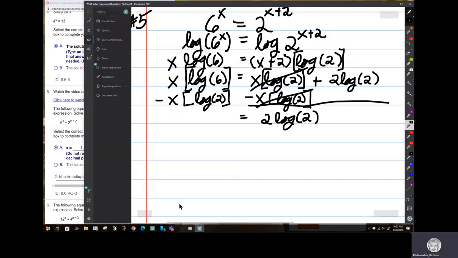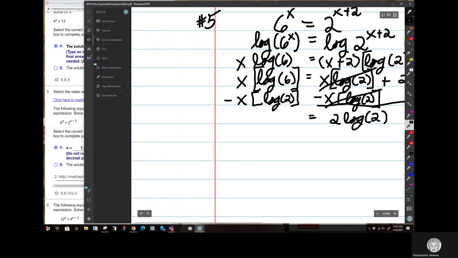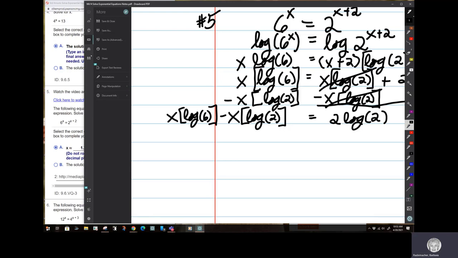But over here on the left, I'm going to have x times log 6 minus x times log 2. I have my x's together.